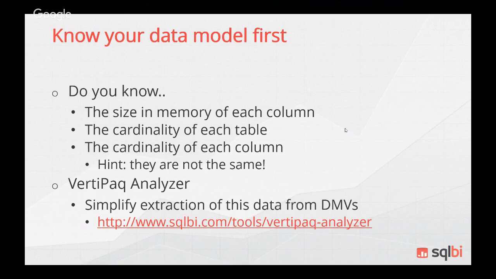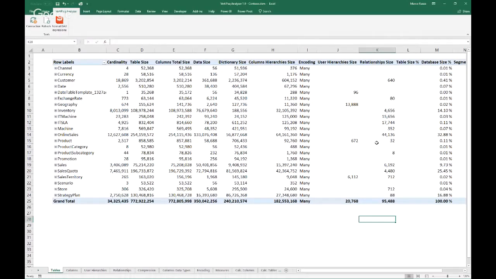You're welcome. So, as I said, we have to know what we have in our model. Another tool that I want to use is VertiPaq Analyzer. VertiPaq Analyzer is a tool that you can download that is actually just an Excel file, as you see here. This Excel file is built with a Power Pivot data model, and this Power Pivot data model reads data from Analysis Services or Power BI Desktop.